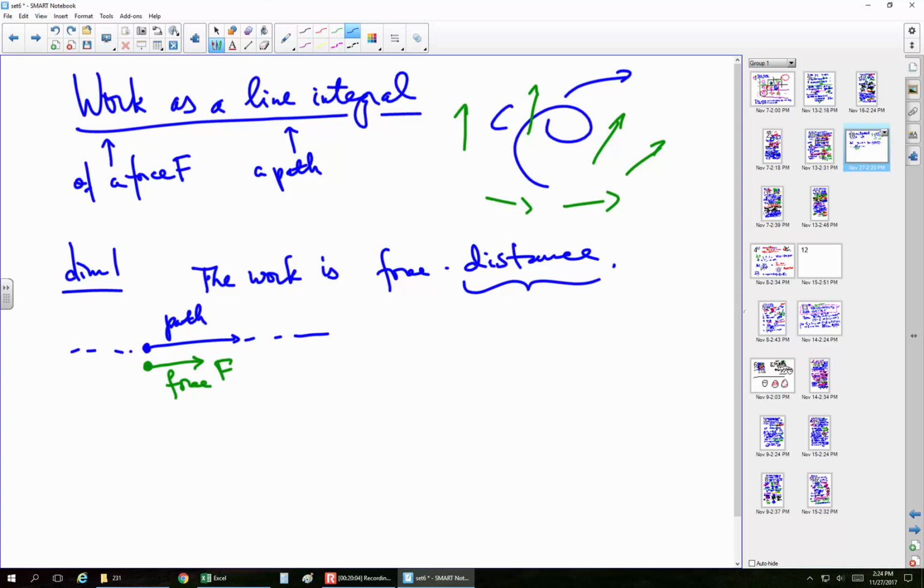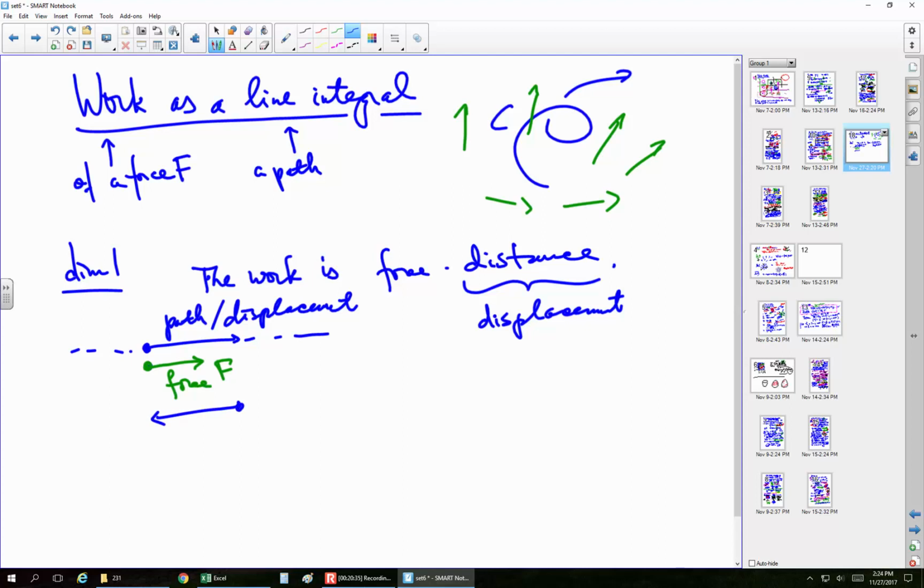We have replaced the word distance with something else: displacement, because we can move back and forth, and it matters. So if you go with the force or against the force, the result is the exact opposite. So, displacement. If this is the path, displacement, then we're already talking about vectors.